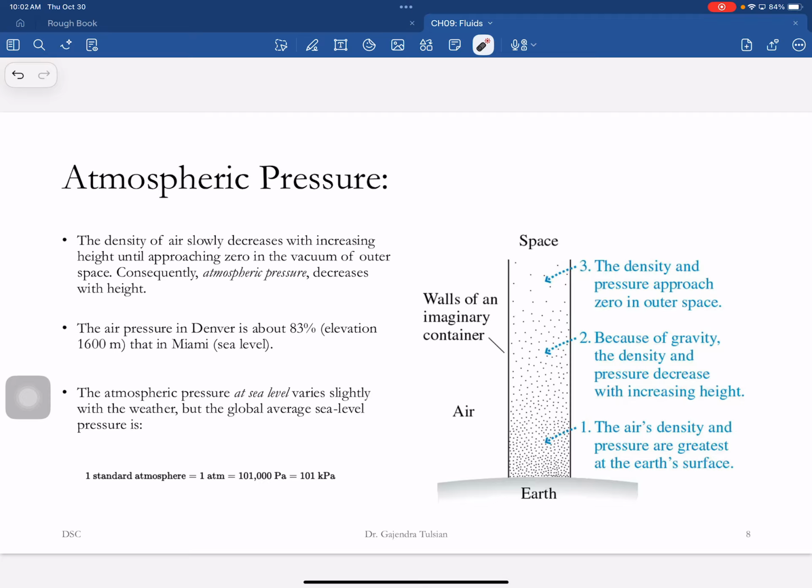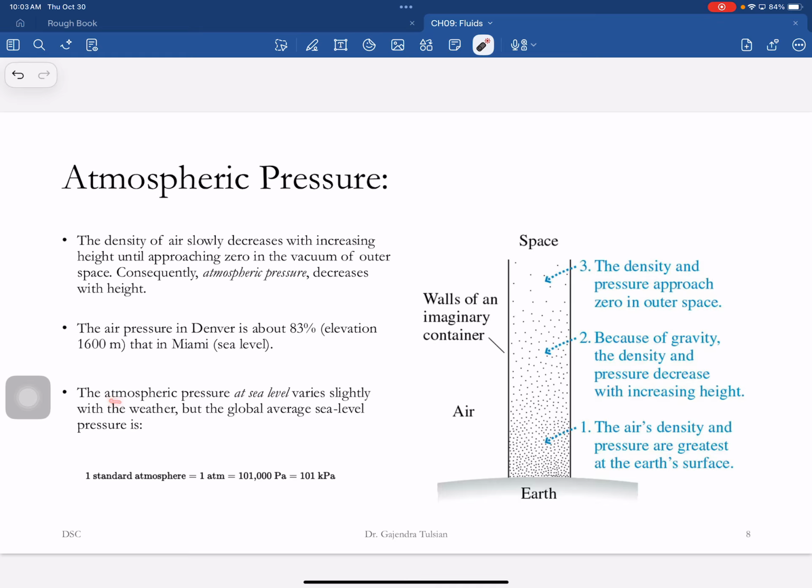So you just saw a second ago, the greater the number of molecules, the greater the pressure. So the pressure also decreases with height. In fact, Denver is a mile high, I guess, 1,600 meters high. The pressure is 83% of that at sea level. So in Denver, you're operating with 83% of the oxygen.